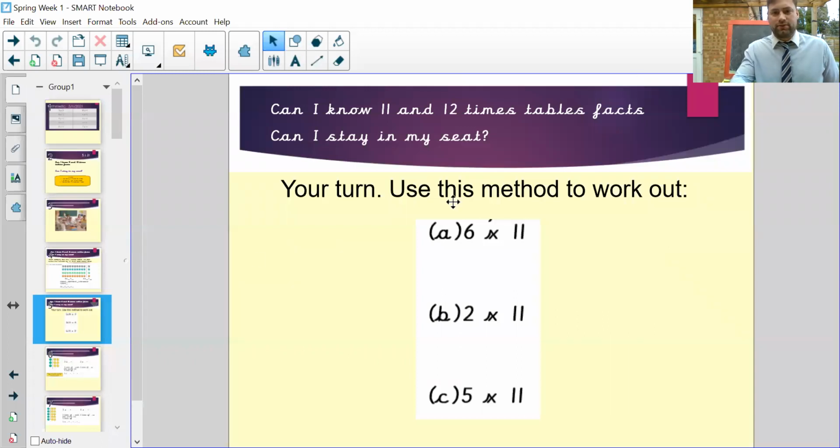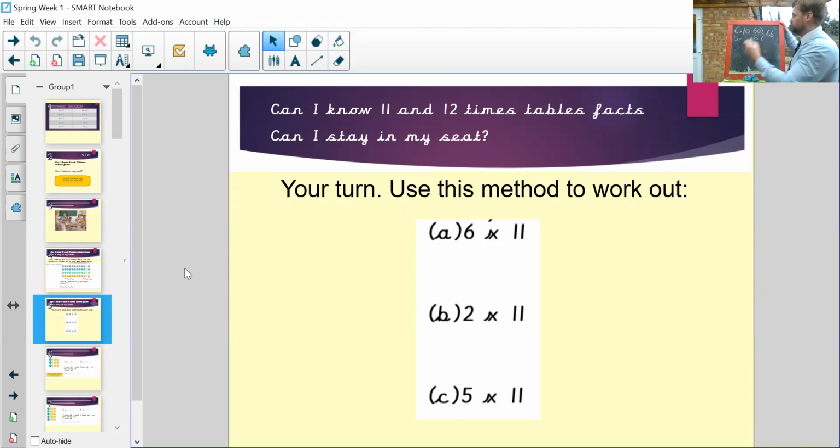Okay, now the answers for these questions. So 6 times 11. We can do 6 times 10 first, which gives us 60. And then we do 6 times 1, which gives us 6. Add these two values together. 6 plus 60 is equal to 66.